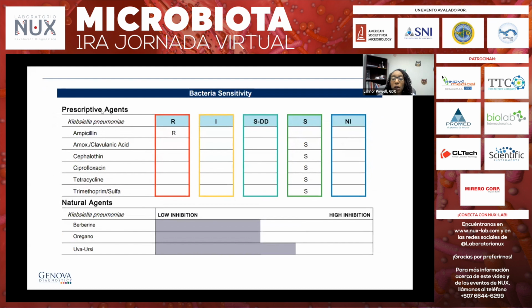For the Klebsiella, we can see you would use those that fall under the S category, and you want to use those herbs that have higher inhibition. But again, using a combination of these herbs would also be an okay strategy.